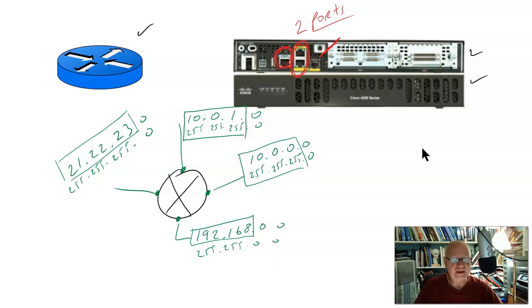So you can see that each of these ports on the router leads to a completely different network. And that's what we're going to be dealing with as we go through some of the concepts of routers in additional videos.